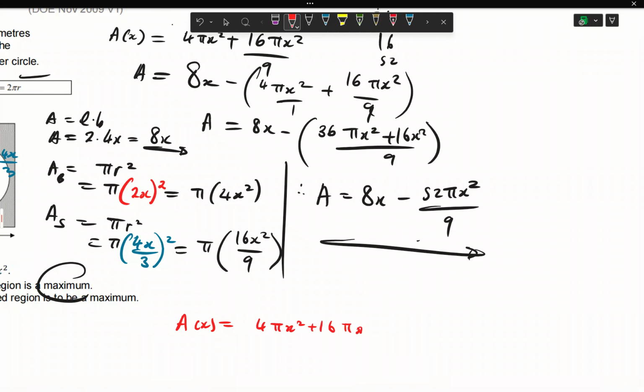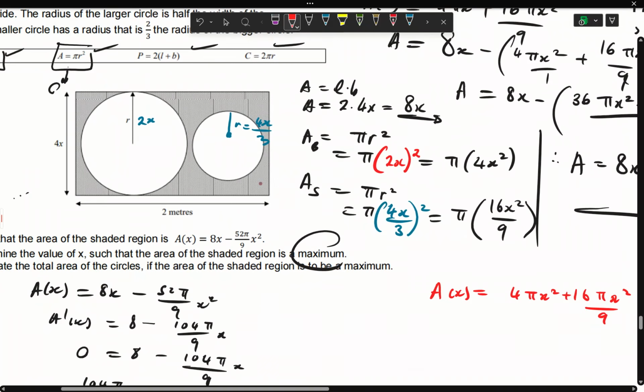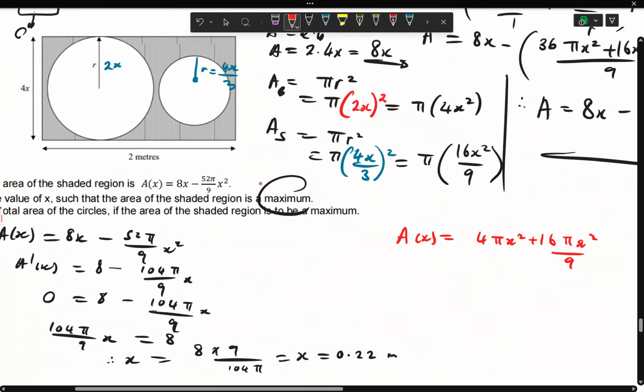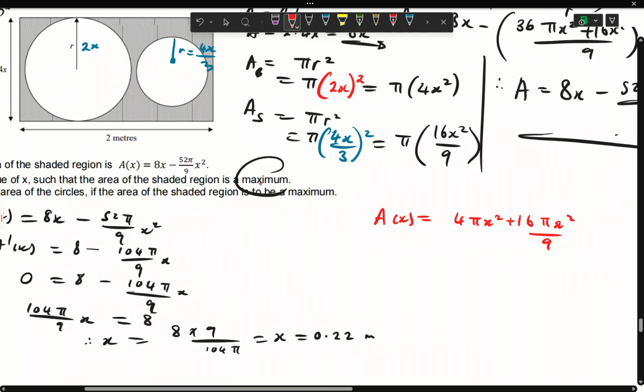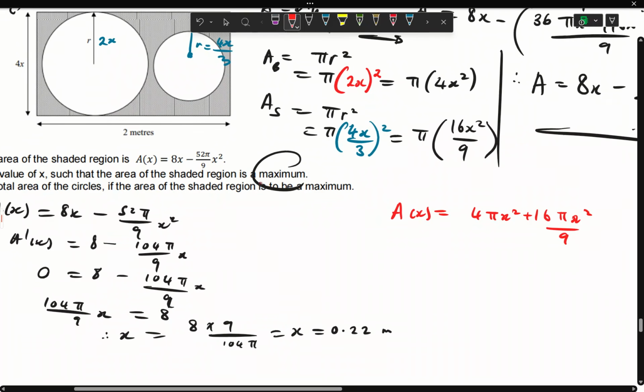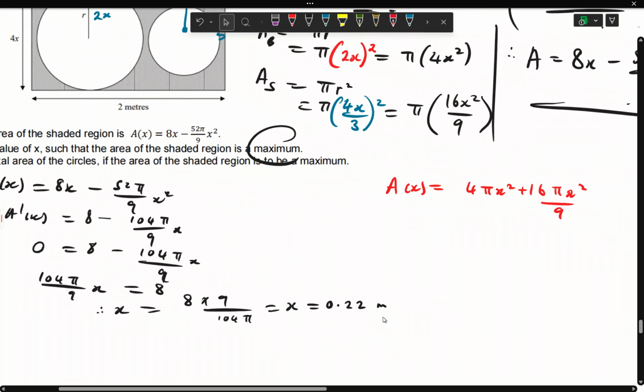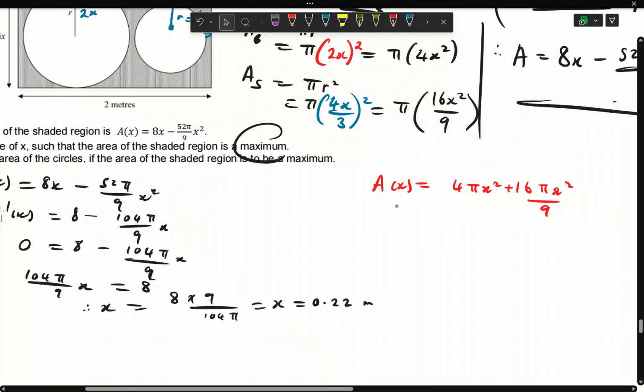16 pi. This is the area of the circle, guys. So now let's see what the question is asking us. Calculate the total area of a circle if the area of the shaded region is to be maximized. So remember, x is equal to what? We got x to be 0.22. So simply take this value and plug it there. Understand? So you simply say x is 0.22.